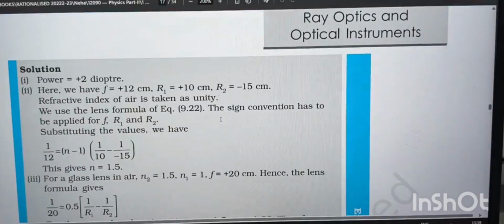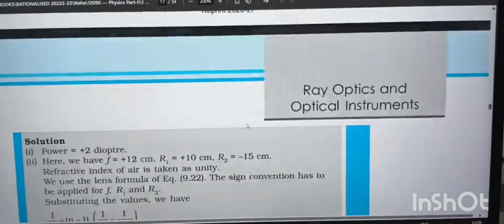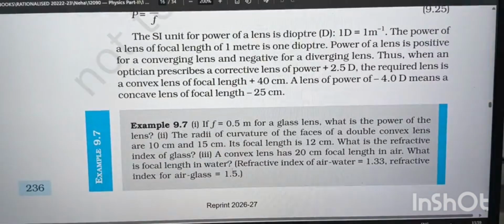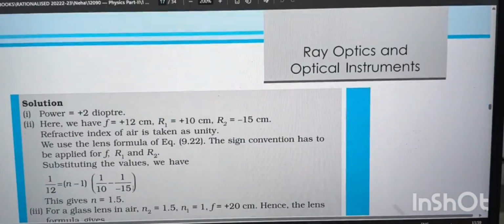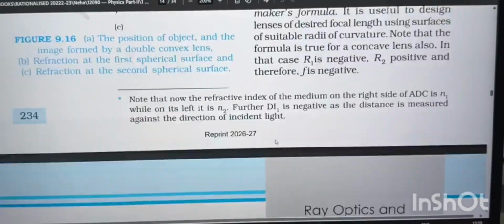So 1 by f, focal length was mentioned as 12 centimeter. We will take it positive because it's convex lens. Then refractive index is what they're asking in the question to find, minus 1, and both r1 and r2 values are also given to us over here. The radius of curvature 10 and 15 centimeters, but r2 should be considered as negative because over here we have seen r2 towards the left side.